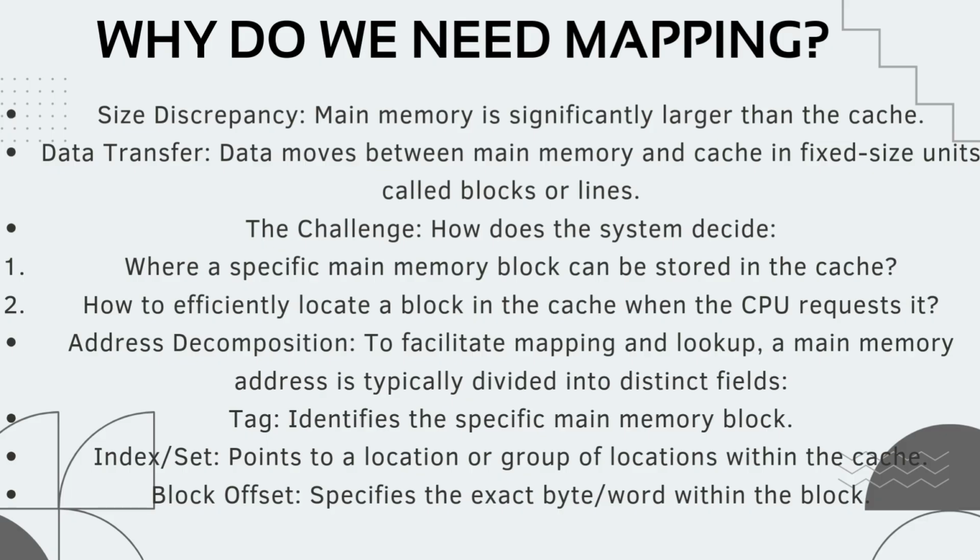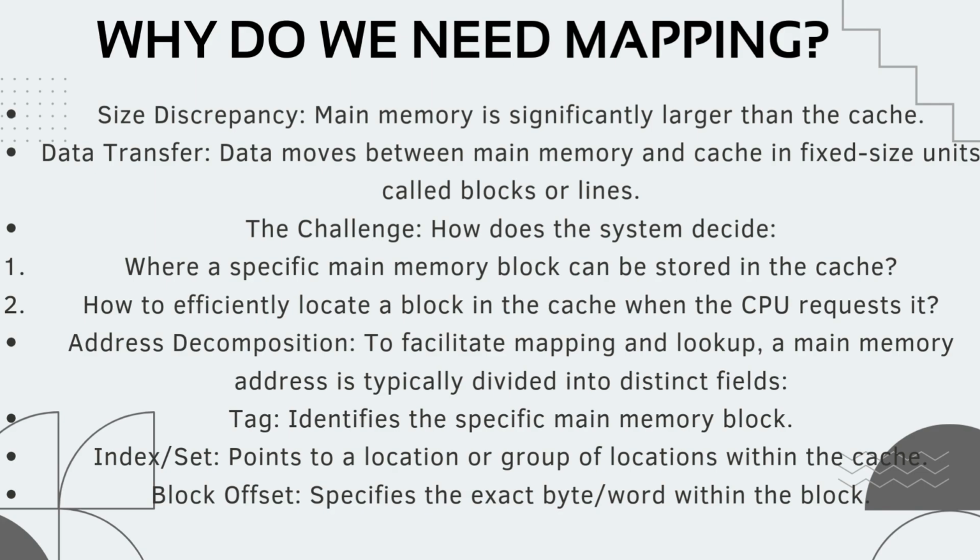Now that we understand what a cache is, the next logical question is, how does the system know where to put data in the cache, and how does it find it later? This is where cache mapping comes into play. Main memory is typically much larger than the cache. Data isn't moved one byte at a time. Instead, it's transferred in fixed-size chunks called blocks or lines.